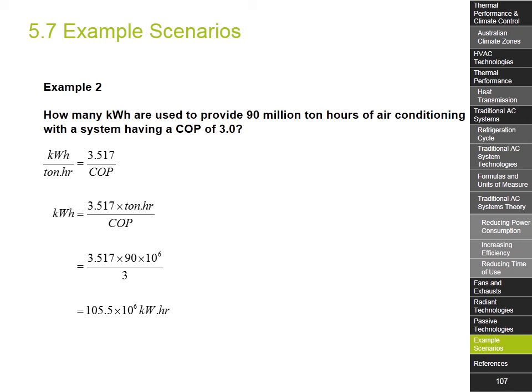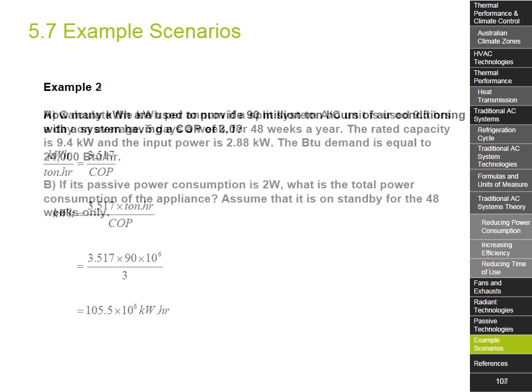Using the requested equation, we can manipulate it so that kilowatt hours is on its own on the left side. Kilowatt hours will be equal to 3.517 multiplied by the refrigeration ton hours, all divided by the COP. Substituting the values into the equation, this equals 105.5 times 10 to the power of 6 kilowatt hours.